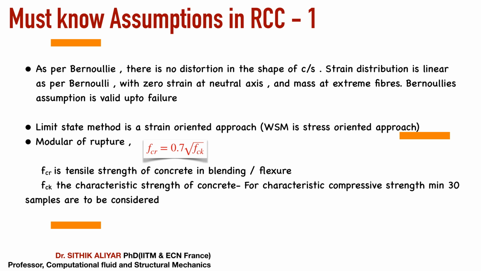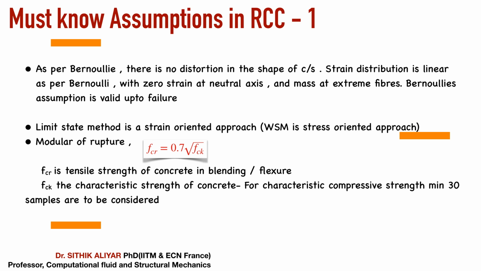Okay, so the third assumption, they have decided this modulus of rupture formula. Modulus of rupture is based on 0.7 root of fck. So I hope you know what fck is. Last class, you can remember, I told you about the 100 cube stories. So from there you know the characteristic strength of the concrete. You take the square root of that value, multiply by 0.7, and you will have the tensile strength of the concrete.